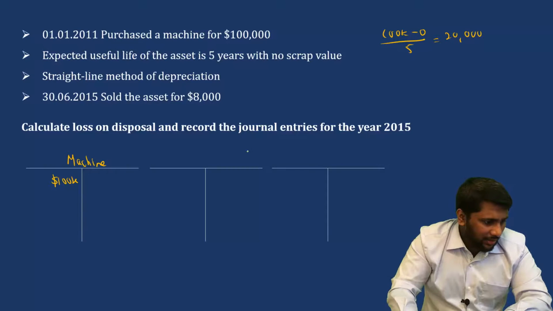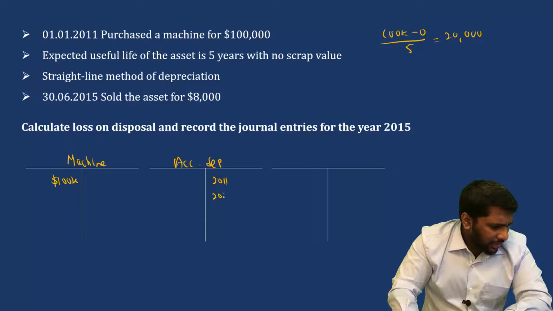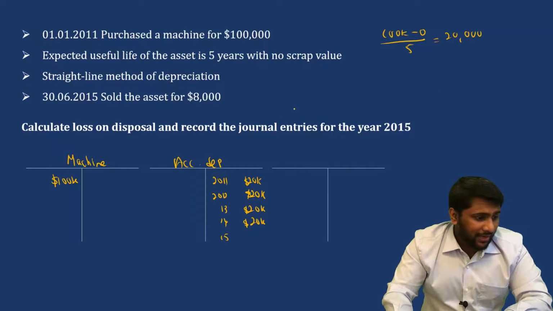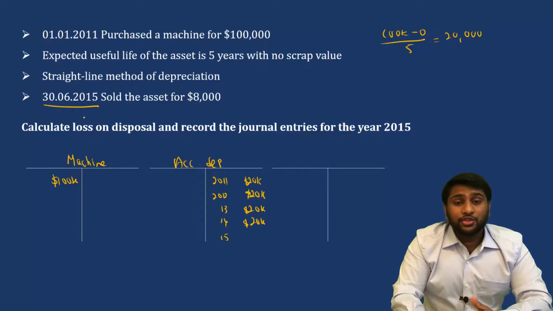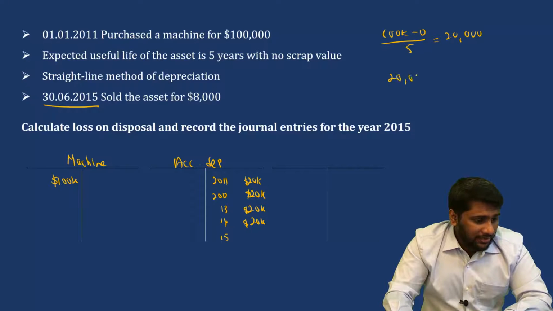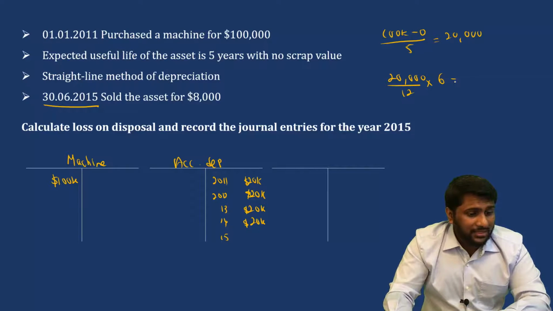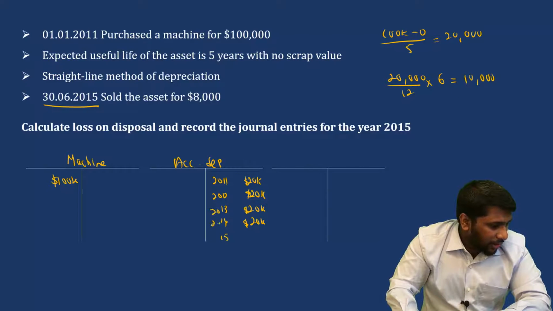Per annum is 20,000. If you take your accumulated depreciation account, 2011, 2012, 13, 14, 15. So 11, 20,000, 12, 20,000, 13, 20,000, 14, 20,000, and 15, it should be only how much? 10,000. Why is that? You are selling the asset on 30th June 2015. So 20,000 is for a 12-month period. If you divide it by 12, you will get the value for 1 month. Likewise for 6 months, how much is that? So it's going to be 10,000 US dollars. So depreciation for the year 2015, how much is that? It is only 10,000 US dollars.